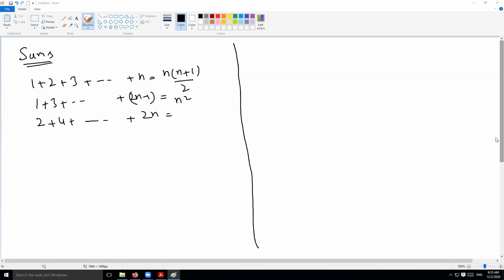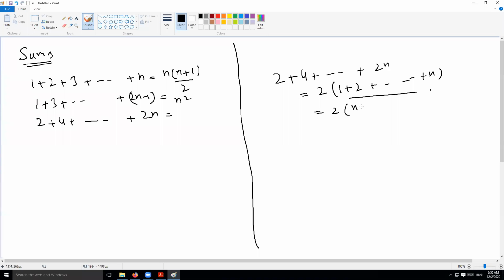How about anything else? If you think a bit cleverly, this is not difficult. So 2 plus 4, any guess before I write? See, if you pull out the 2 from all of these numbers, you're going to have 1 plus 2 plus up to n, and I know this sum. So it's 2 times n times n plus 1 divided by 2. So it's going to be n times n plus 1. So the sum of even numbers is n times n plus 1.